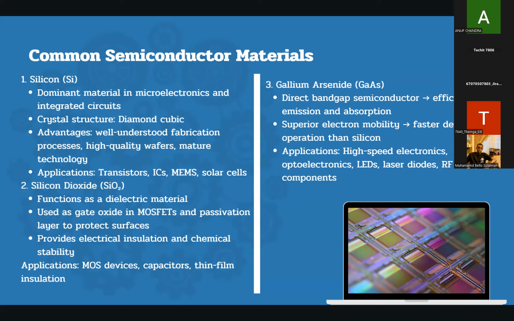Moving to the third one, gallium arsenide. Gallium arsenide is for high-speed applications. It has a higher electron mobility than silicon, making it perfect for high frequency electronics and optoelectronics like LEDs. Its applications are high-speed electronics, LEDs, and laser diodes. Next slide, please.